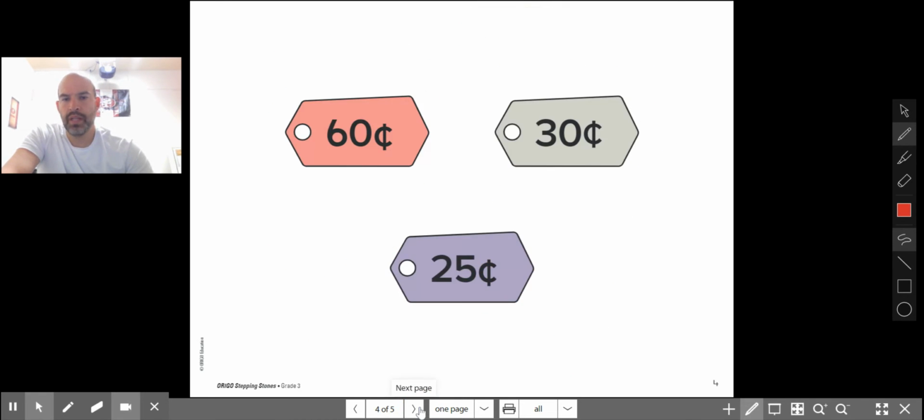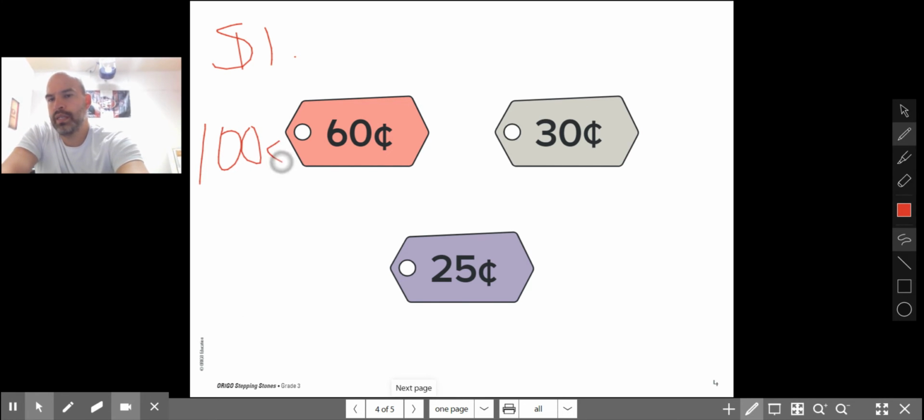Now, let's move along here. This time we have 3 different price tags. All right? So, question. What if we wanted to find out if we had enough money? Let's say I had $1 to spend. Okay? So I give you $1. And if we wrote that in cents, we'd write it as 100 cents. Do I have enough to buy all 3 price tags?